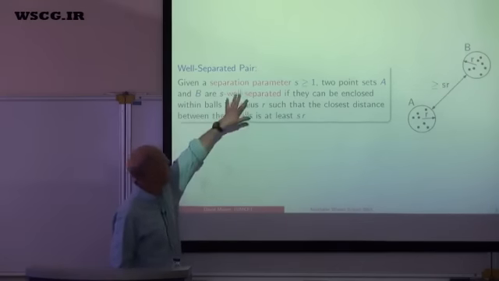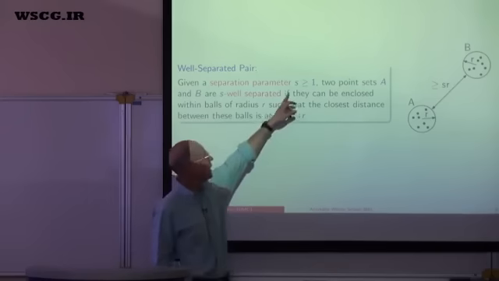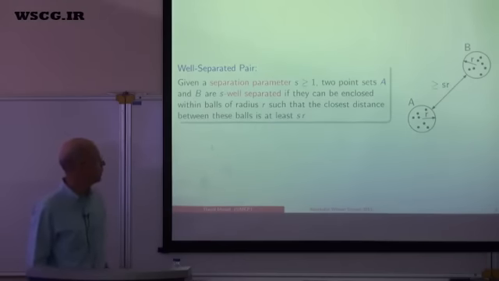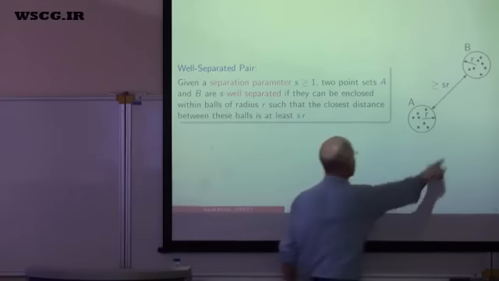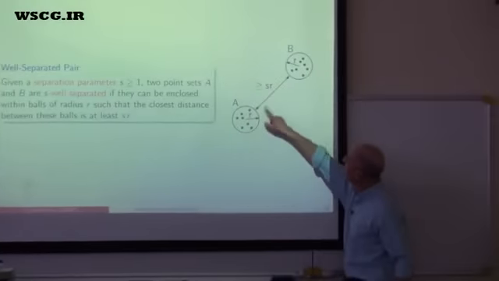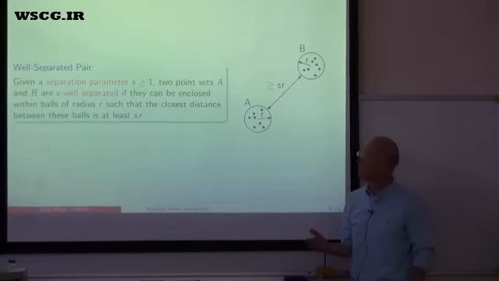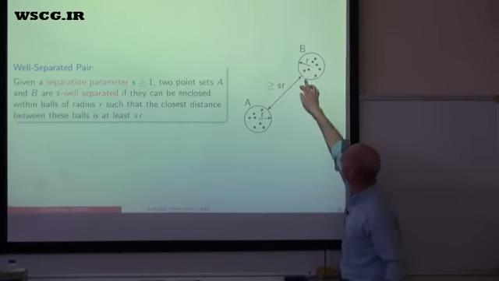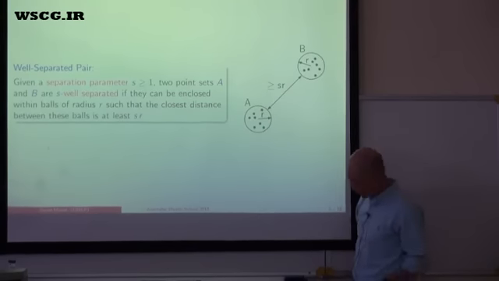The well-separated pair decomposition is based upon a parameter called S, which is the separation factor. We're going to assume that S is greater than or equal to 1. We say that two point sets A and B are S-well-separated under the following circumstance: if A and B can be enclosed in balls of radius r, and this applies, by the way, in any dimension, so these are just the Euclidean balls of radius r, such that the separation distance between them is at least s times r.